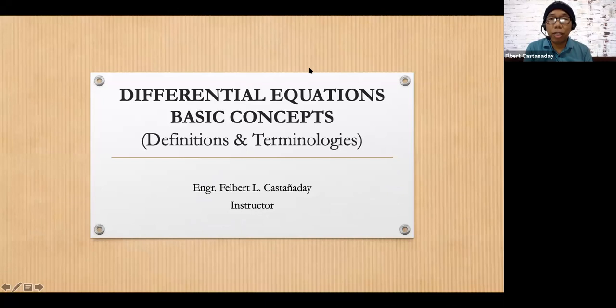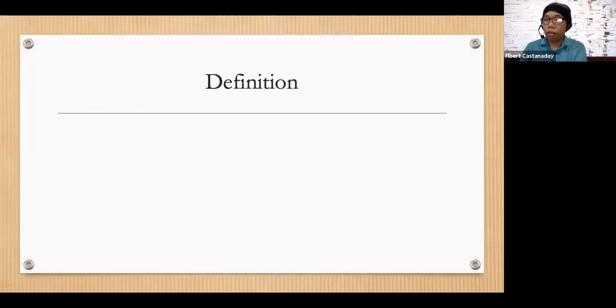Okay, so once again, good morning, and we are going to learn about the basic concepts in differential equations. This is very important since we will be utilizing these terms, or you will be encountering these terms along the way while you solve problems in differential equations. So the first thing is that you should be able to understand these terms and concepts in differential equations. So are you familiar with mathematical models, everyone?